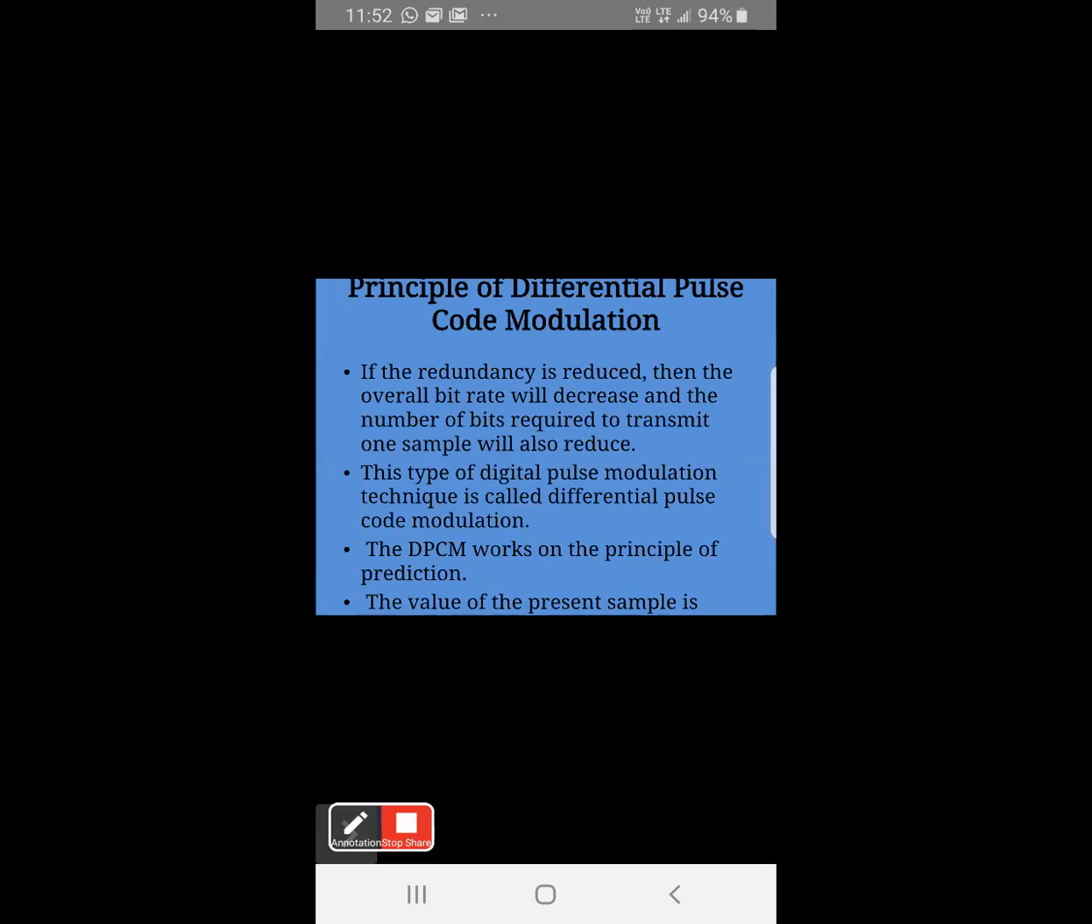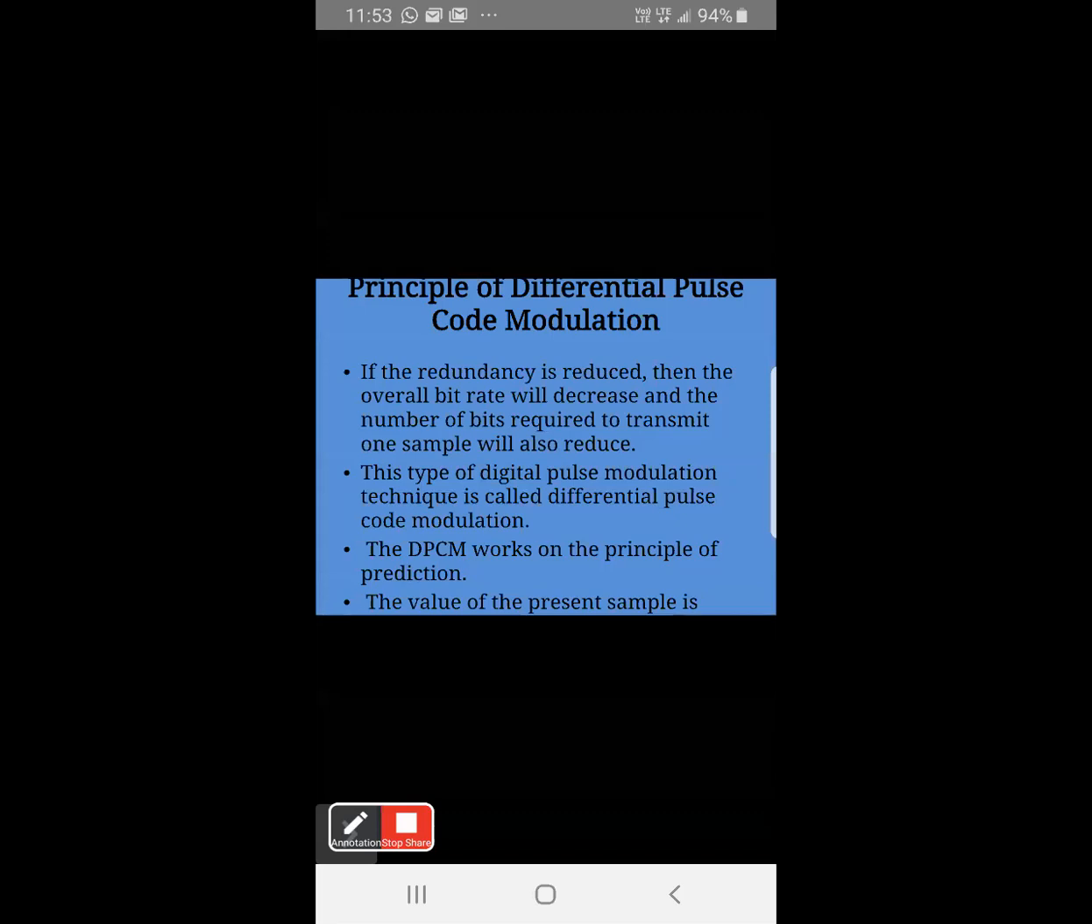అంటే ఏంటంటే redundancy అంటే మీనింగ్ అక్కడ వచ్చేసరికి ఏంటంటే సేమ్ శాంపుల్స్. ఇక్కడ ప్రీవియస్ డయాగ్రామ్ లో చూసారు కదా, 70, 80, 90, they obtain the same information and the same sample. Whenever it is encoded, they produce redundant bits. So whenever the redundant bits are reduced, the overall bit rate automatically decreases, and the number of bits required to transmit one sample is reduced. So this type of digital pulse code modulation is considered differential pulse code modulation.